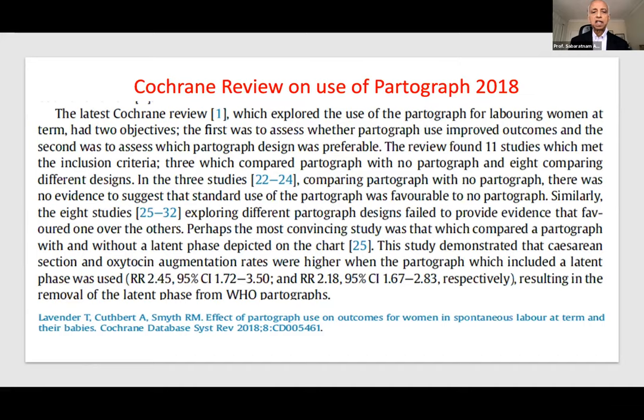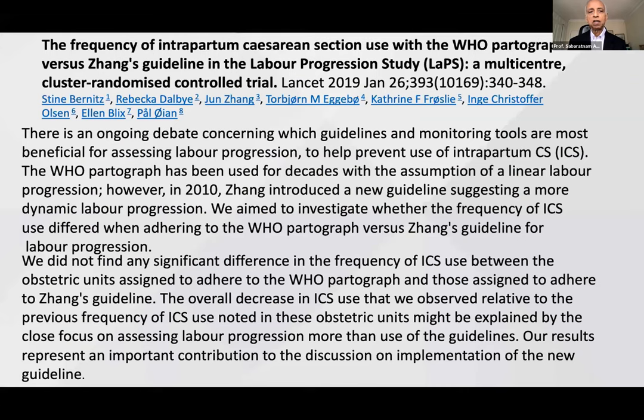And the study demonstrated that cesarean section and oxytocin augmentation were higher when partograph included latent phase. So the WHO dropped it. So this is the paper from Tina Lavender. So in other words, Cochrane says, if you don't use partograph, that is as good as using a partograph, provided you give better care, and different designs of partograph did not improve the outcome.